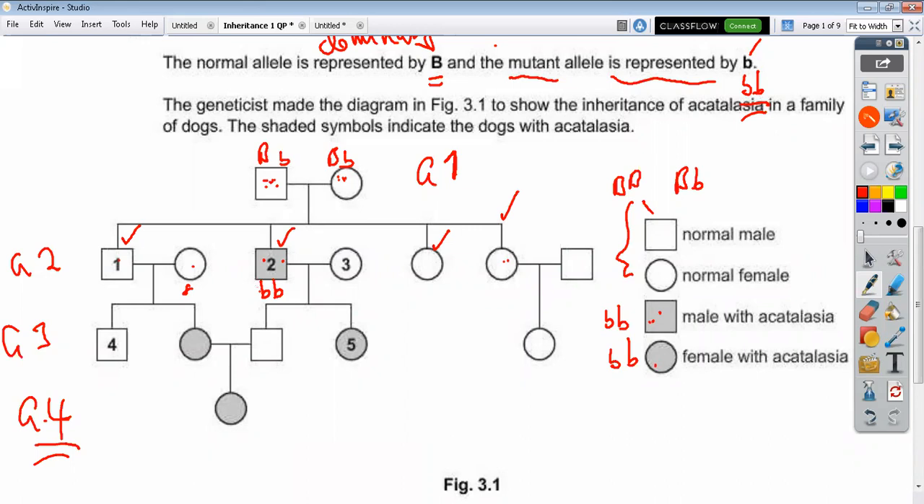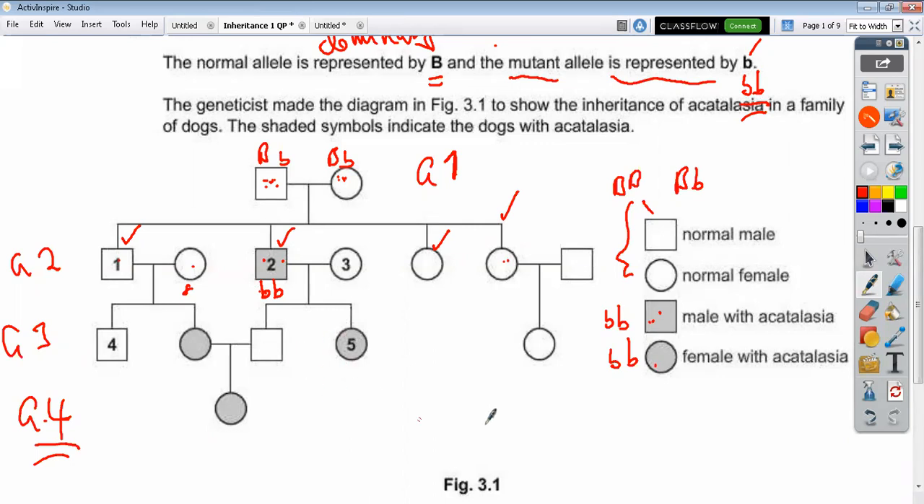Because this is a B and a B, it means one allele was from the father and one was from the mother. That's what we are talking about. Making sense?